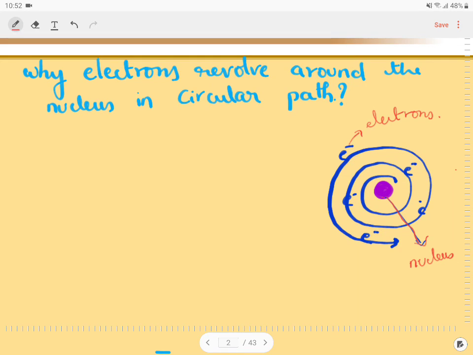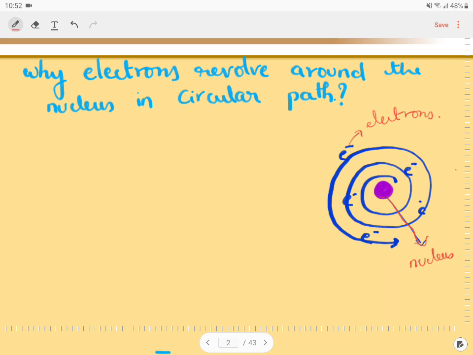Dear students, most of you have this doubt. How did Rutherford come to know that the electrons revolve around the nucleus in a circular path, that's nothing but orbits, because there was no experimental proof for it? There was no experimental proof, but still, he could say that the electrons are revolving around the nucleus in a circular path known as orbits.